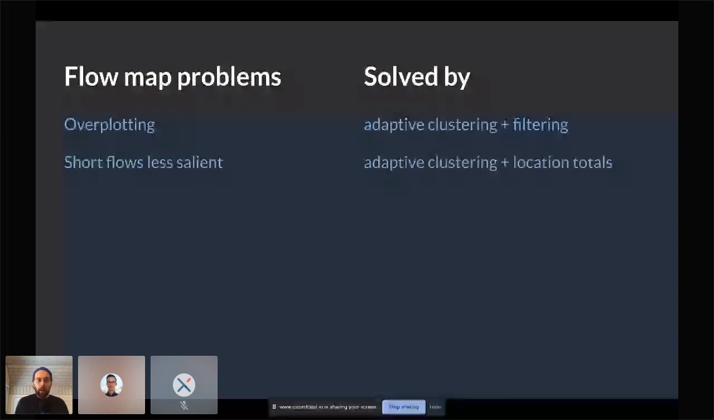And the short flows being not visible or being less salient is also solved by the clustering and showing location totals. Because if two locations are close to each other, they get clustered together, right? So therefore, there are no flows which are too short in the view, unless we zoom in. But when we zoom in, we see more detail, and the flows become longer so that we can see them. But when they get clustered into a cluster, we see by the location totals that there is some movement inside this cluster, right? So we know, okay, we can zoom in and see more detail for this cluster.